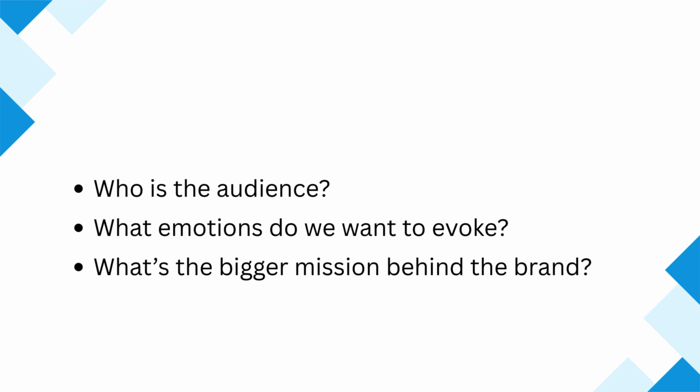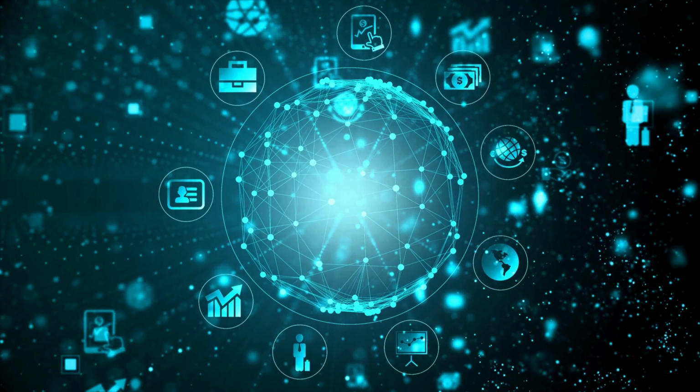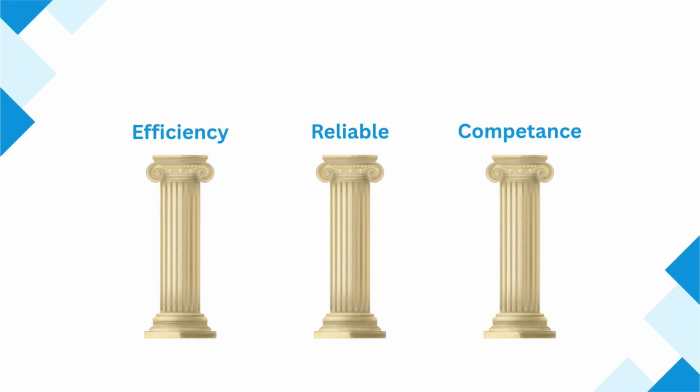Every design project starts with understanding the brand story because that's where the true inspiration begins. For Fafadia Tech, we began by asking who is the audience, what emotion do we want to evoke, and what is the bigger mission behind the brand. We learned that Fafadia Tech's mission is to empower businesses through technology, but in a way that's practical, not overcomplicated. So our inspiration had to capture efficiency, trust, and technical competence.